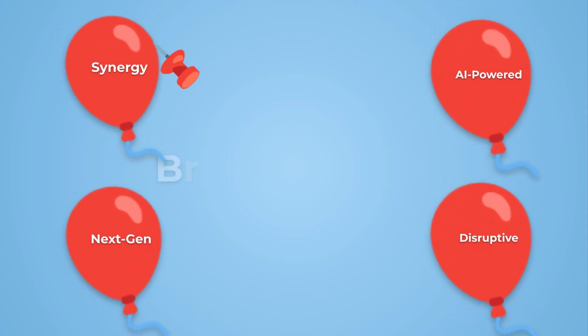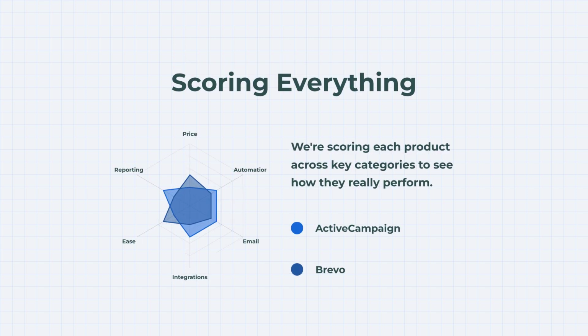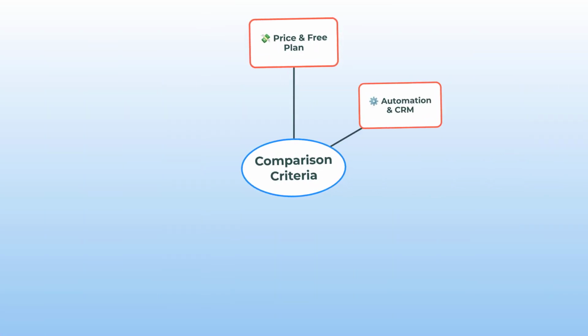Let's skip the buzzwords and get to the real stuff. Each category earns points, and at the end, you'll see exactly who comes out on top. The result might not be what you expect. So here's our game plan. Think of this like a mind map.